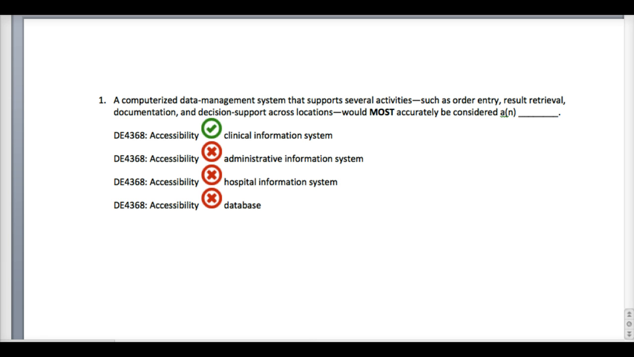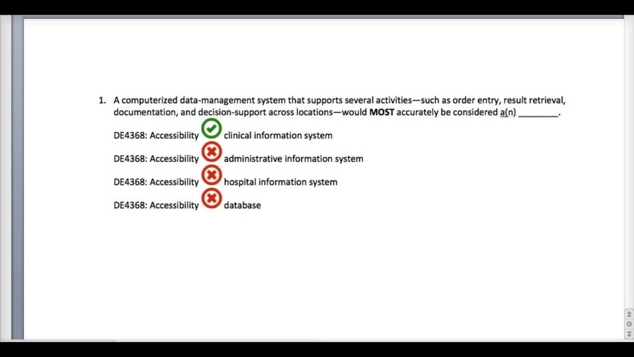A computerized data management system that supports several activities: order entry, result retrieval, documentation, and decision support. Now, when I look at that, I'm thinking, what are these things? These are all clinical. Order entry, getting results, documenting. I may not know what decision support is, but it certainly sounds like it might be part of the clinical decision making. So let's look at the answers. A clinical information system. Well, that sounds like a correct answer, so let's keep it.